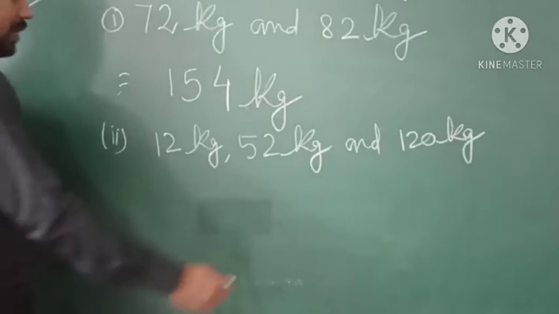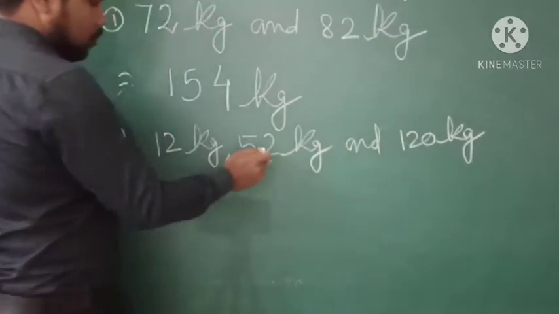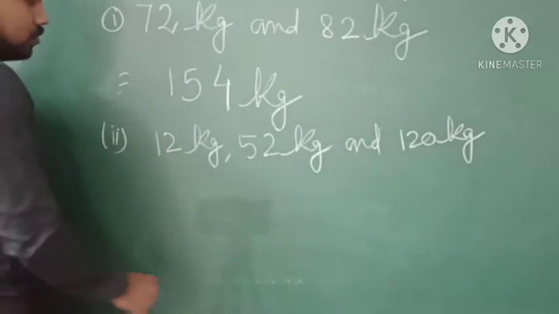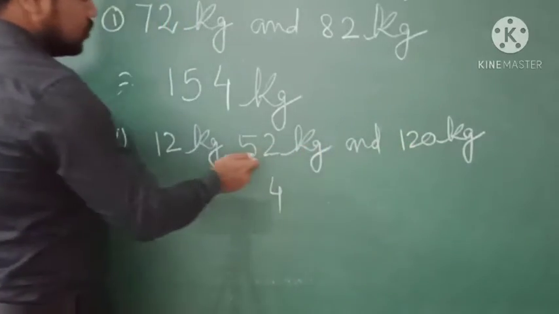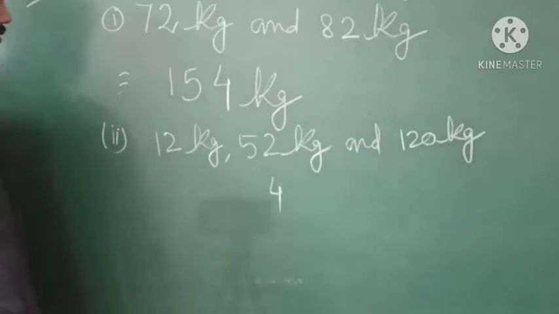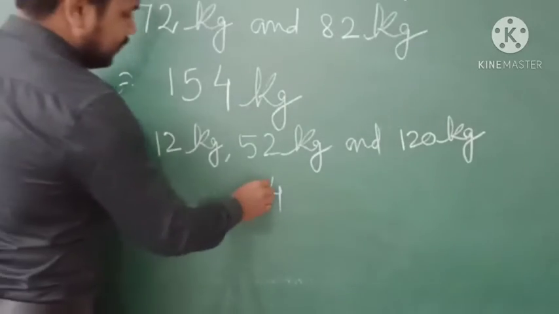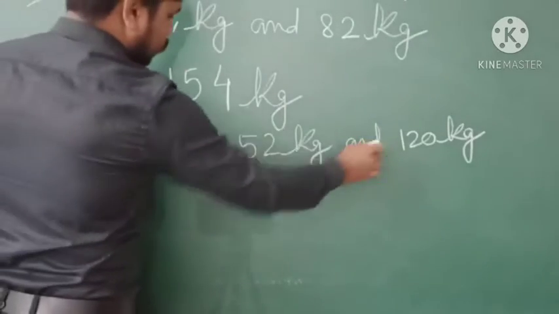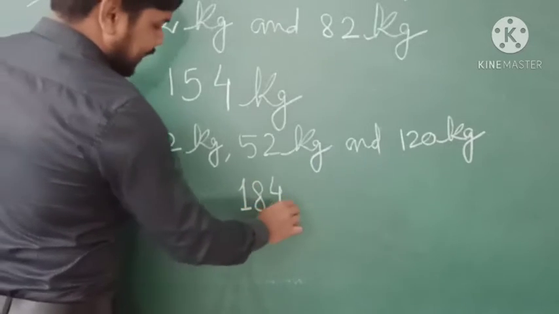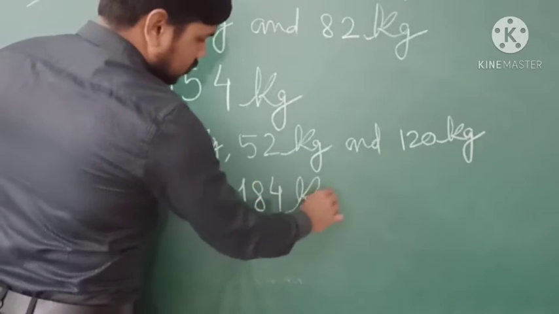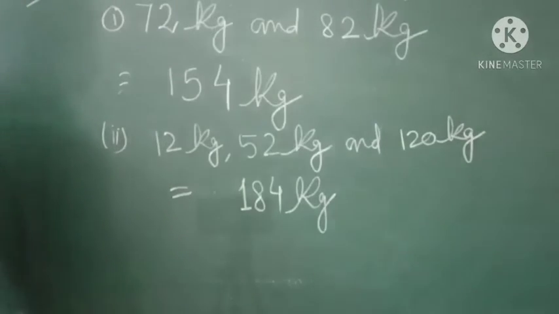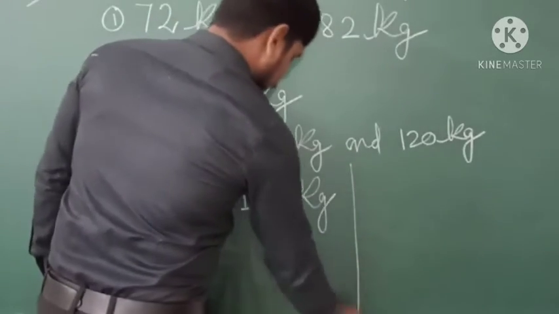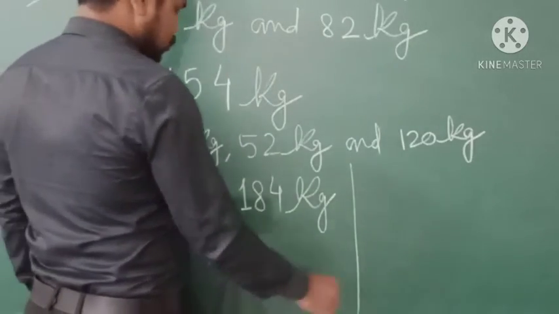Very simply we will start from the right hand side. So 0 plus 2 is 2, 2 plus 2 is 4. So 4, then 2 plus 5 is 7, 7 plus 1 is 8, and here we have 1 only. So 184 kilogram is the answer coming. So 184 kilogram will be the answer. You can just do the rough work here also, to show.